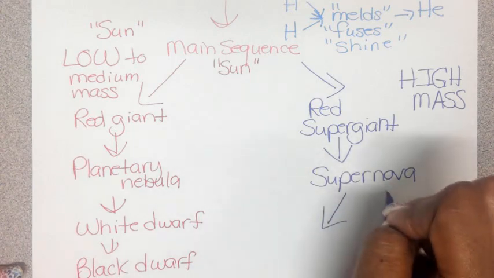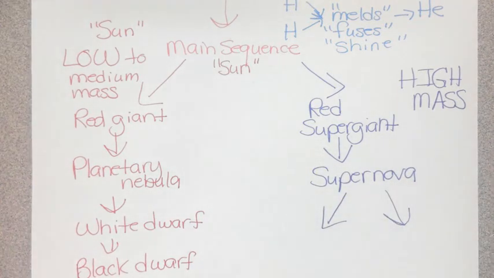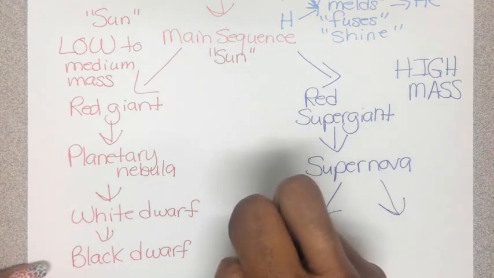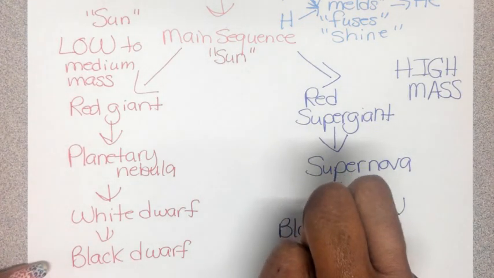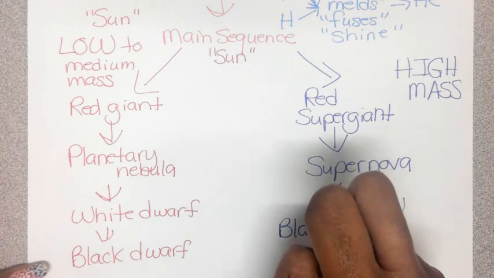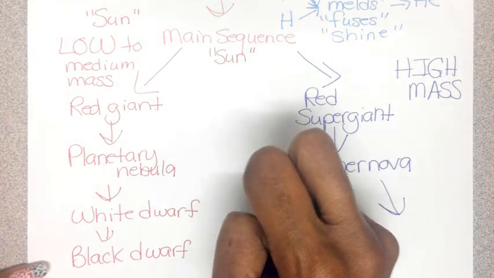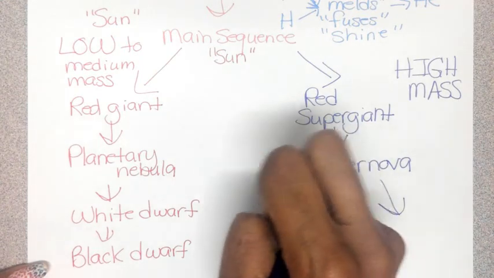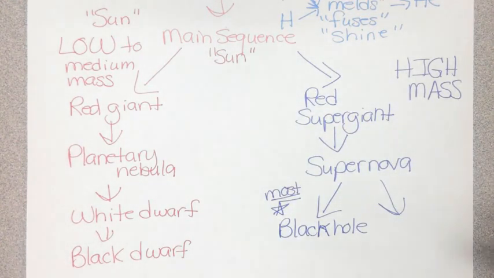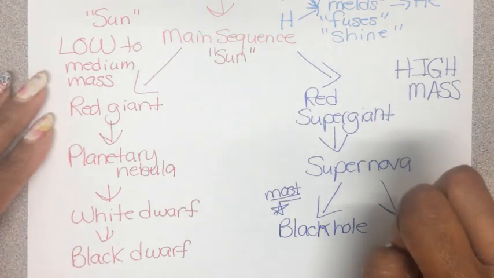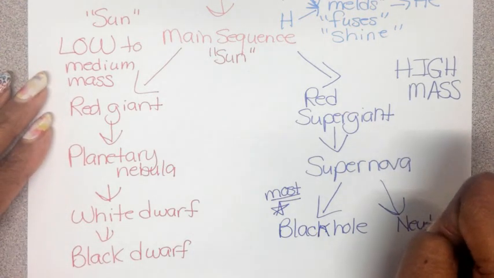Now, a high-mass star can die two different ways. It can die as a black hole, and I want you to put a star here. This is what most high-mass stars do. Most high-mass stars end their life as a black hole, or it can be a neutron star.